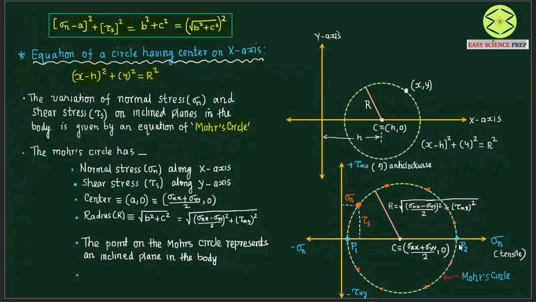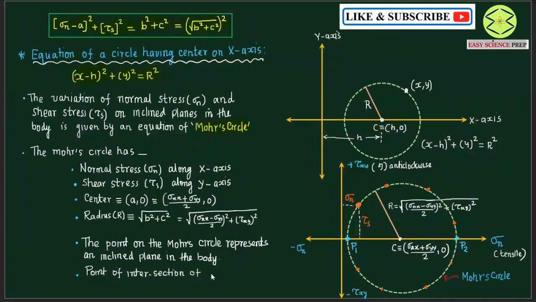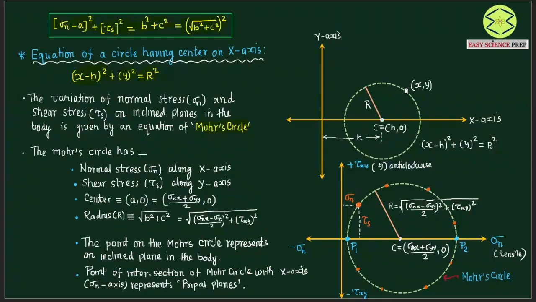By definition, and you can go through our previous classes where we discussed the principal plane, these points P1 and P2 represent the principal planes in the body. So the points of intersection of the Mohr circle with the x-axis, which is nothing but the normal stress axis, represent principal planes. These two, P1 and P2, are the principal planes in the material or in the body. The corresponding normal stresses are called principal stresses.